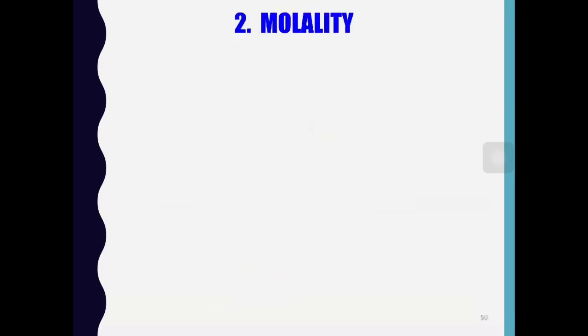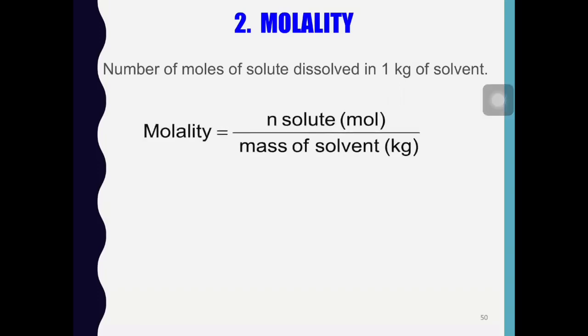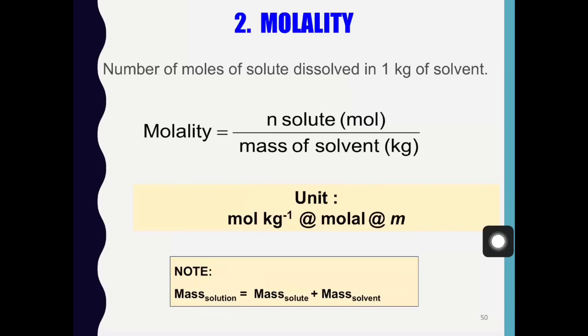Next, let's learn how to find molality. So molality is number of moles of solute dissolved in 1 kilogram of solvent. The equation for molality is mole of solute divided with mass of solvent in unit kilograms. So the unit for molality is mole per kilogram or molal or small m. Please keep in mind that mass of solution is mass of solute plus mass of solvent.